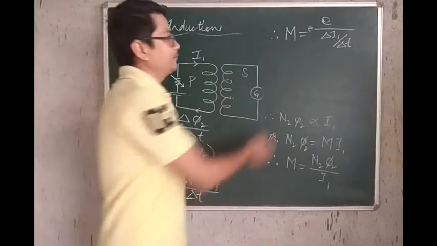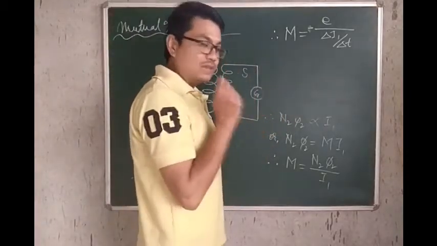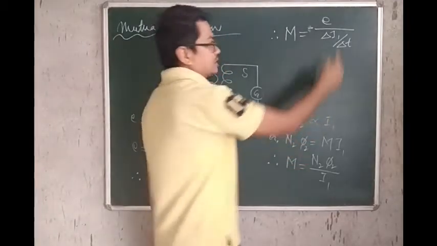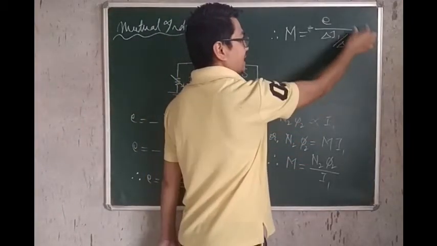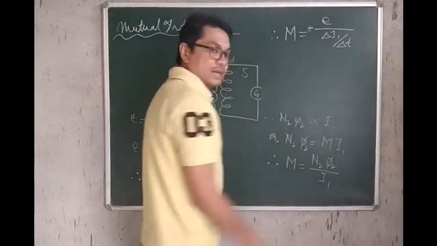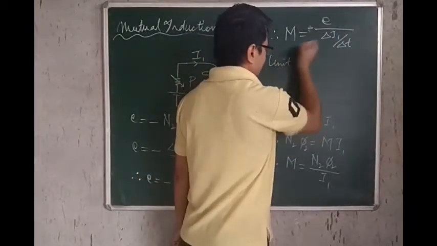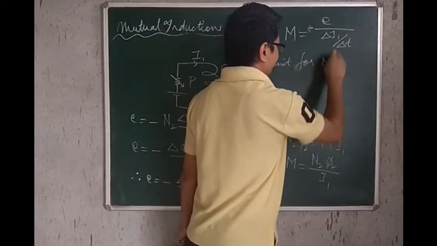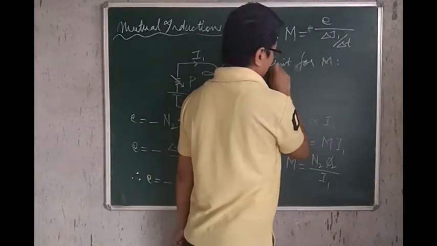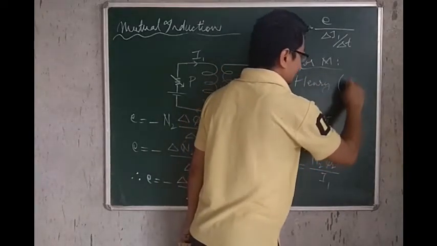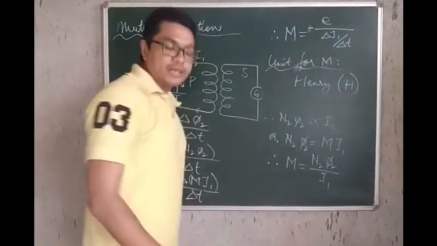So that is how we define mutual inductance. And as you can see, like in the case of self-inductance, the unit for mutual inductance will be Henry, because it is volt into second divided by ampere. So the unit for capital M is also Henry. And by the way, I forgot to tell you, Henry is denoted by a capital H.